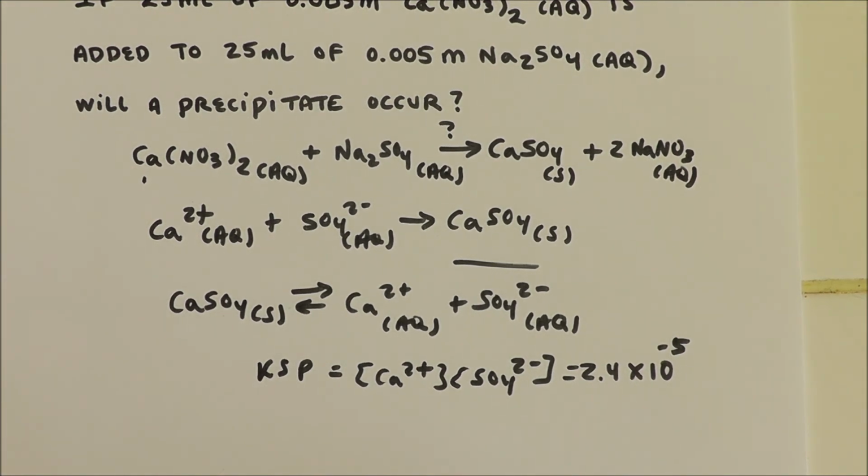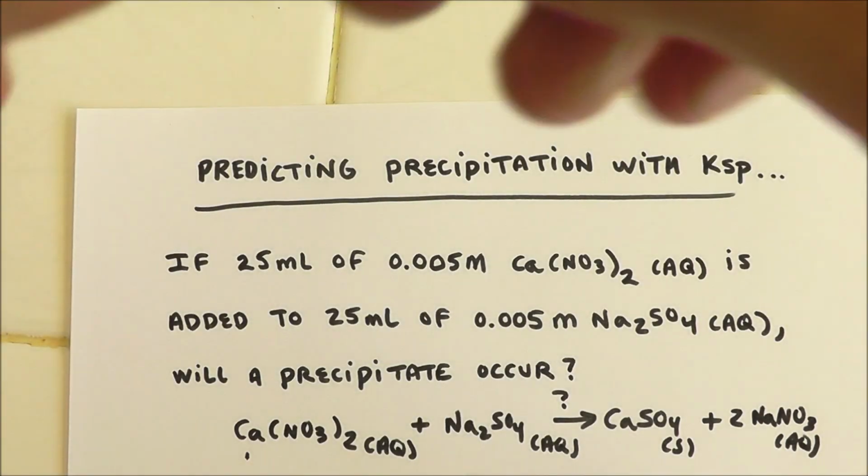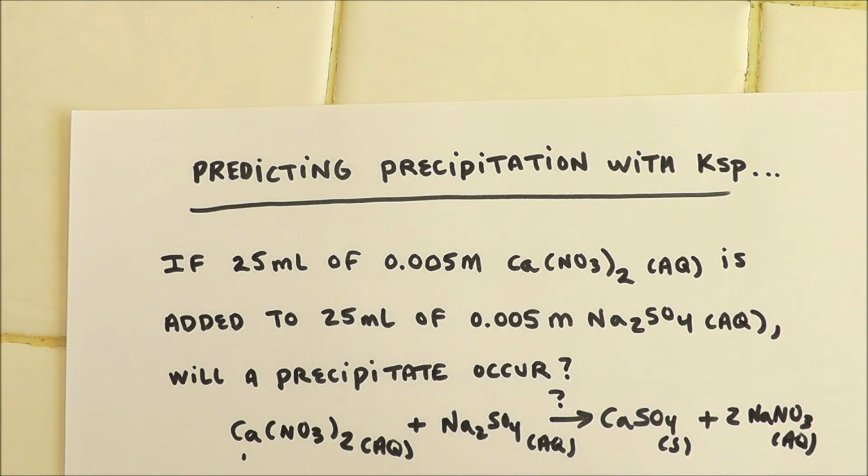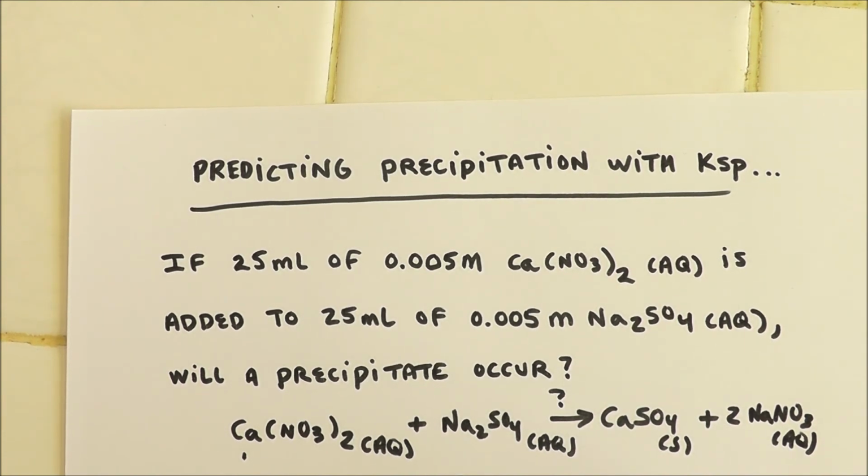There's one complication, though. Tricky, tricky, tricky. When you add these two together, the volume would double. So the moles per liter of each would not be 0.005. It'd be 0.0025. So let's plug in 0.0025 for each and see what we get.